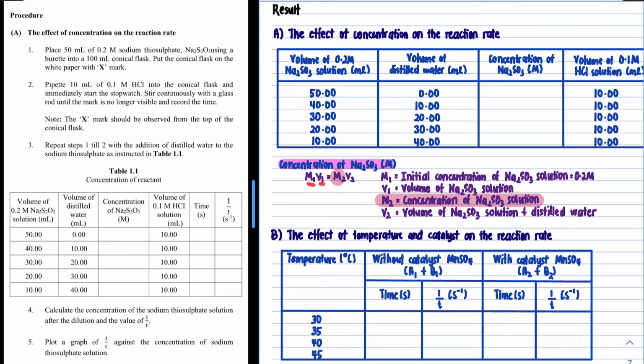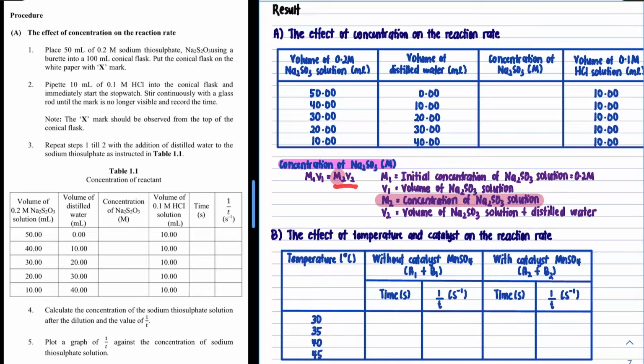So M1V1, what is M1? It is the initial concentration of sodium thiosulfate, which based on the table itself is given as 0.2 molar. Volume 1 is the volume of Na2SO3 solution, again from the table here, your most left hand side. So this is the value for M1V1.